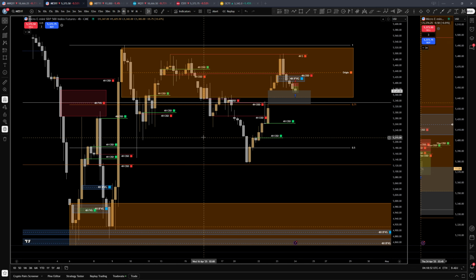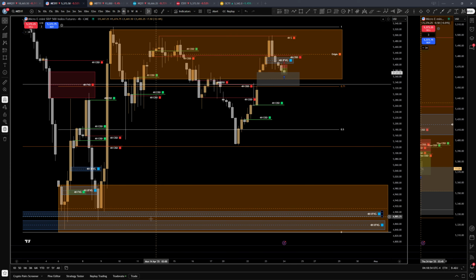So what do we talk about with a range? We can trade the extremes of the range back to the 50%. Now, can we trade from the extreme to the extreme? You can, but it's much higher probability to trade back to the 50%.